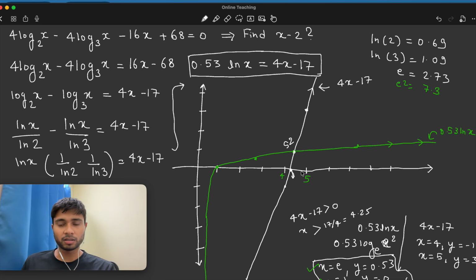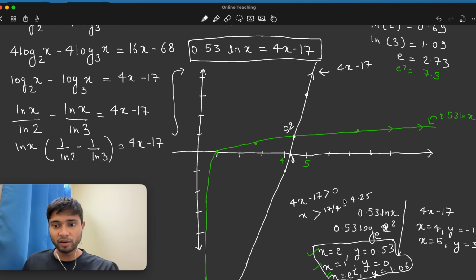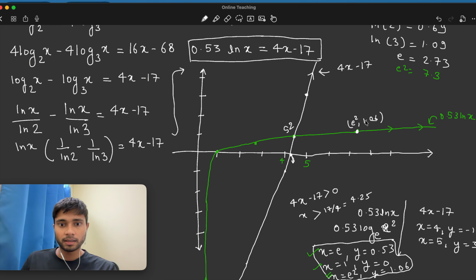Also one thing we can say: we know at x equals e square, the value of y was 1.06. The x coordinate is e square and the y coordinate is 1.06. And at x equals e, the value was 0.53. So definitely this S2 lies between this point and this point.